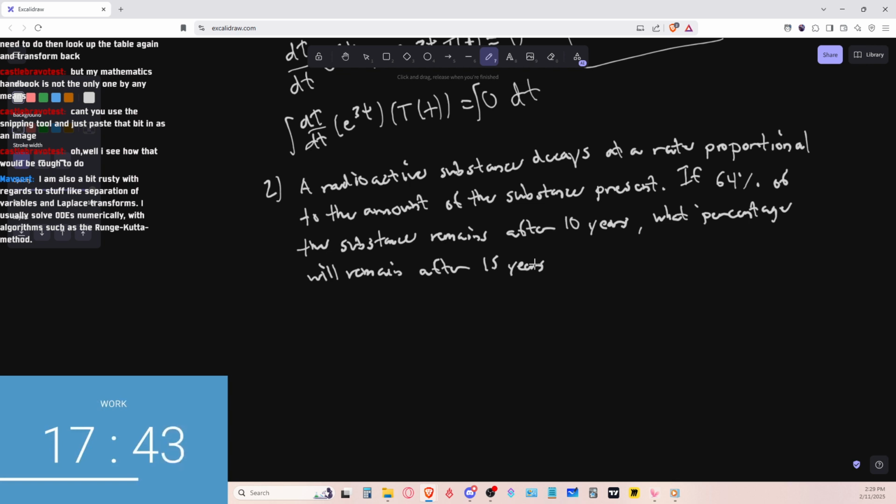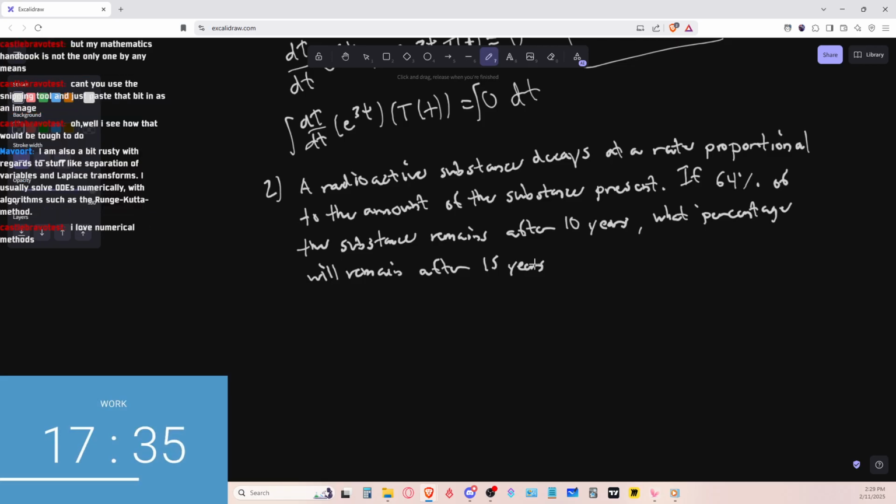Well, I see how that would be tough to do. Right. I'm also a bit rusty with regards to stuff like separation of variables and Laplace transforms. I usually solve ODEs numerically with algorithms such as... Oh, okay. I haven't done numerical methods.